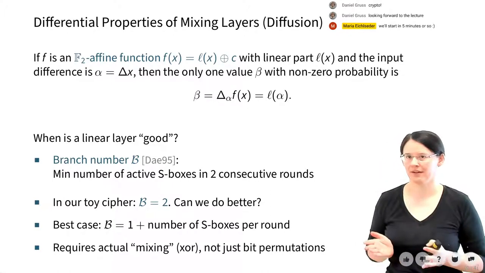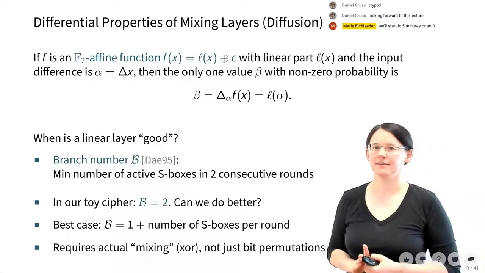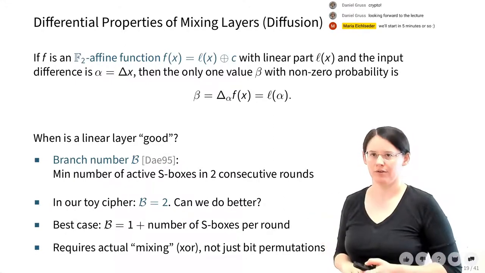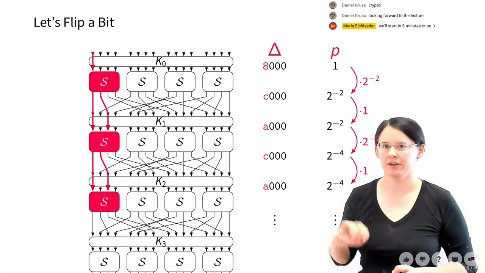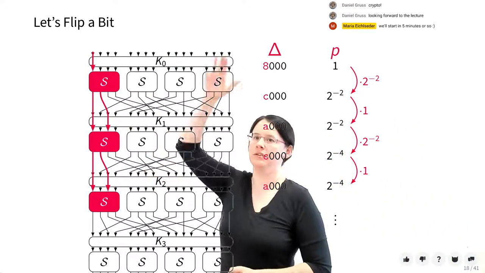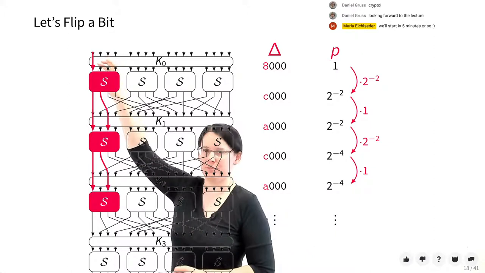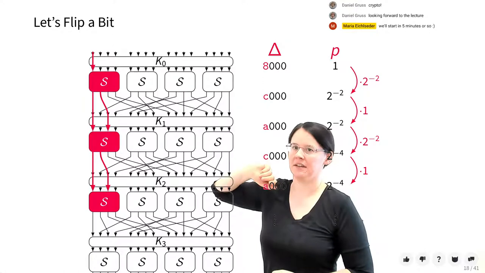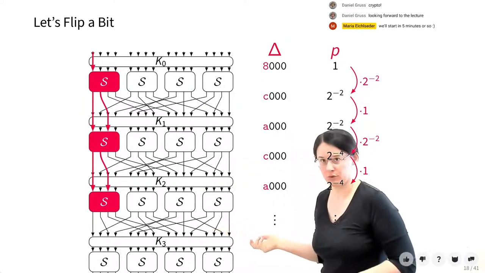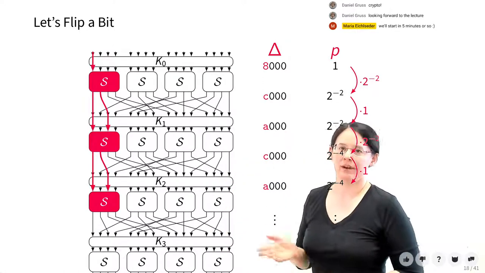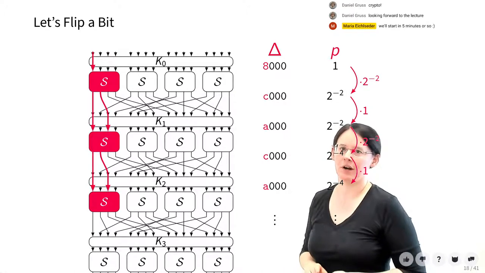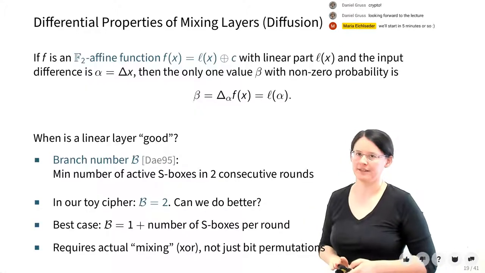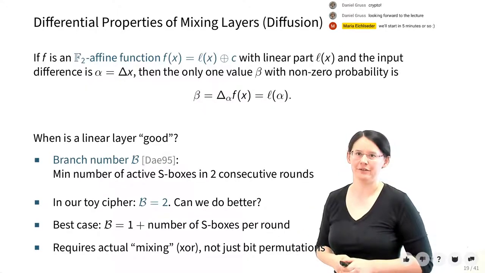What this branch number is defined as is the minimum number of active S-boxes in any two consecutive rounds. If you look at this picture here, these are some two consecutive rounds, and we see there are two active S-boxes. So the branch number of this linear layer here is at most two. We will see a bit later that the definition of a branch number makes even more sense for a slightly different structure of the cipher, but it also works for the one we have here.